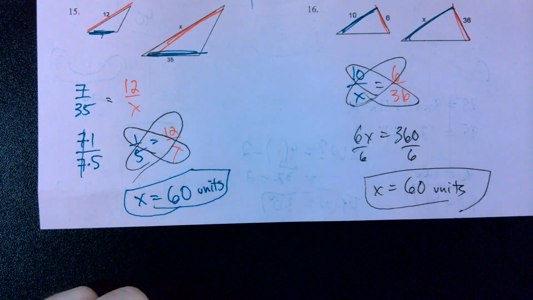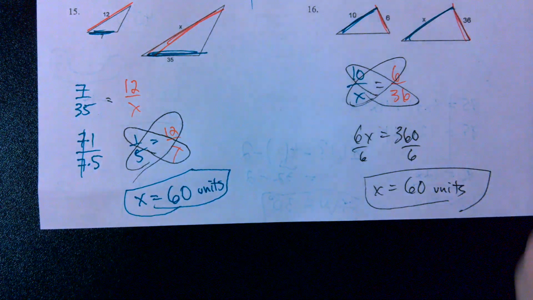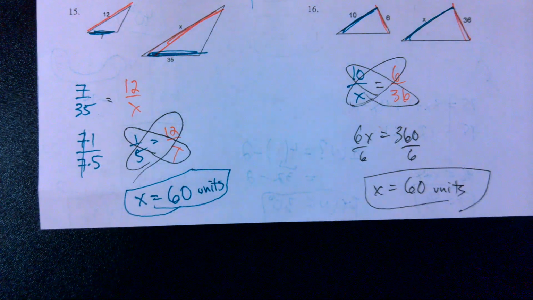How fun. Both answers to these similar triangles are 60. Anybody get 60 for both of those? Anybody second guess when they got 60 the second time? Like, oh, I must have done something wrong. Can't be 60 twice. Good, good.